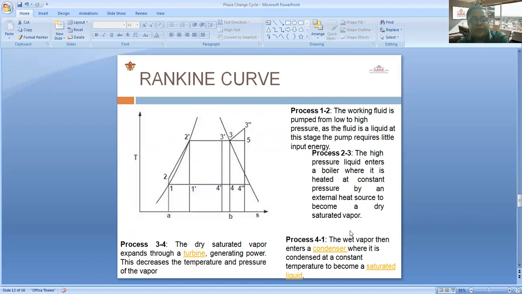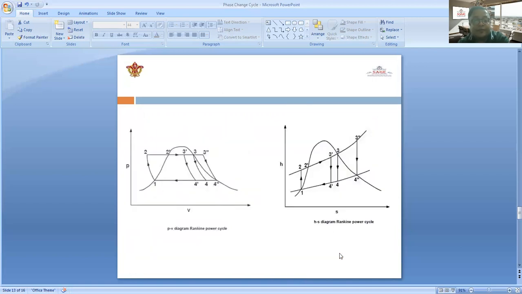3 to 4: the dry saturated vapor is expanded through a turbine, generating power. This decreases the temperature and the pressure of the vapor. And the process 4 to 1: the wet vapor then enters the condenser, where it is condensed at a constant temperature. These are the PV curve and the HS curve, where the 3 conditions of the steam are described here also.